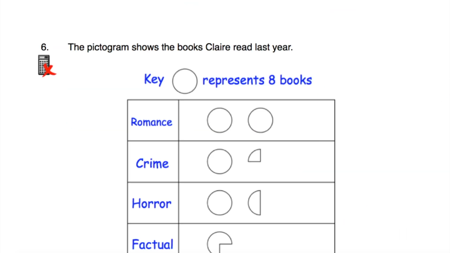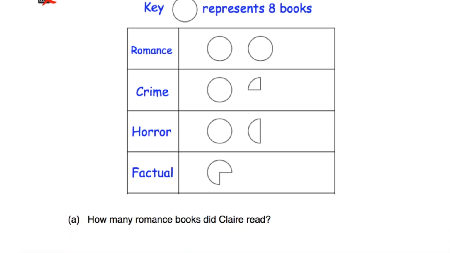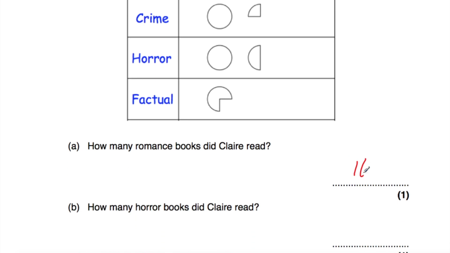So question number 6. Question number 6 says the pictogram shows the books that Claire read last year. And we've got the different genres. So we've got romance, crime, horror and factual. And we've got our key that a circle represents 8 books. And the question says how many romance books did Claire read? So each circle represents 8 books. That's going to be 8 plus another 8 would be 16 altogether, because 8 plus 8 is 16. So that's part A done. So part A is 16.